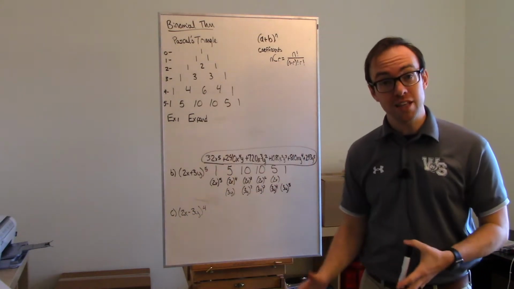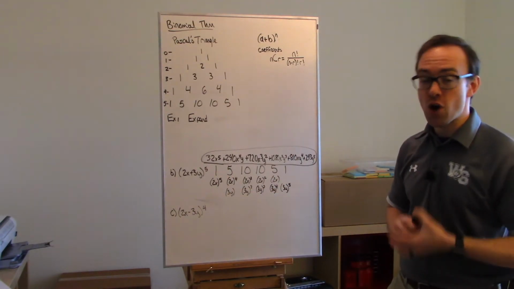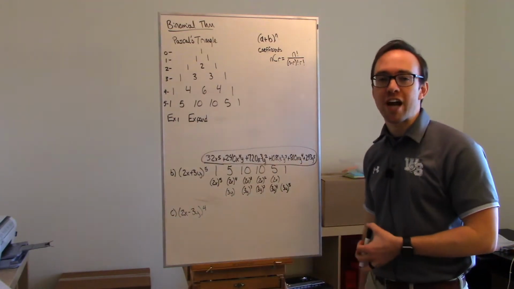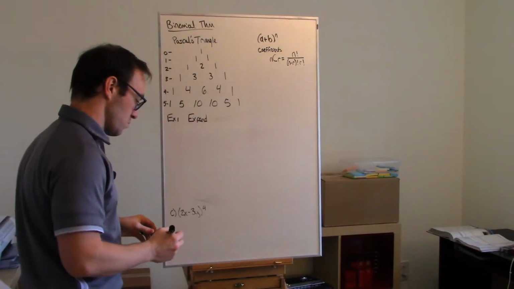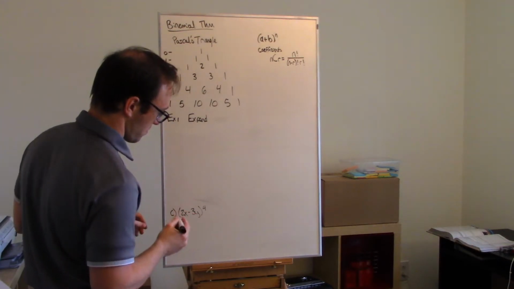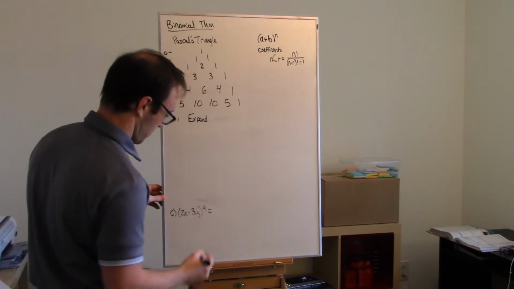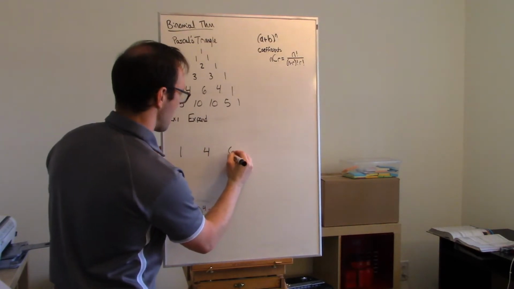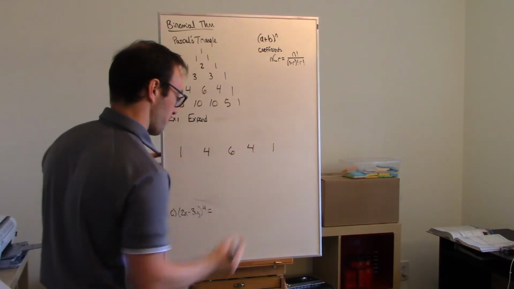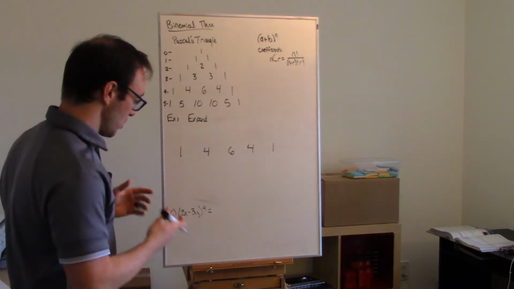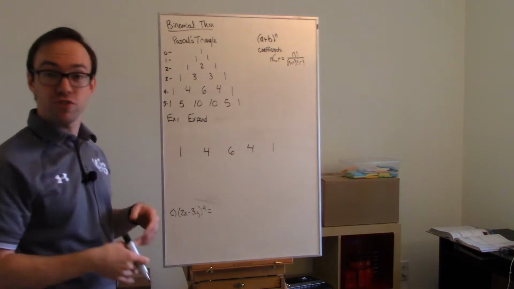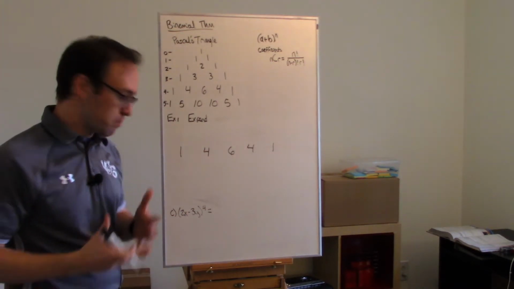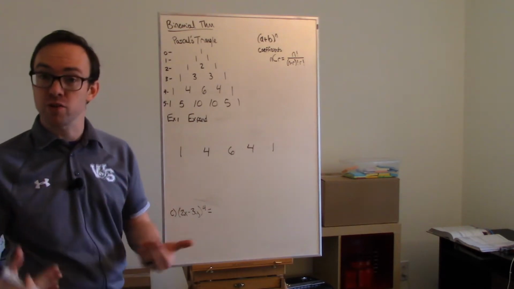Now that we finished part B, let's go ahead and look at part C. The only thing changing from part B to part C is this time we're going to put in a subtraction. For this example, I wanted to give us a little bit more room, so I went ahead and wrote it across above it. So 1, 4, 6, 4, 1 is the row that we're going to be using from Pascal's triangle because of the 4 exponent.